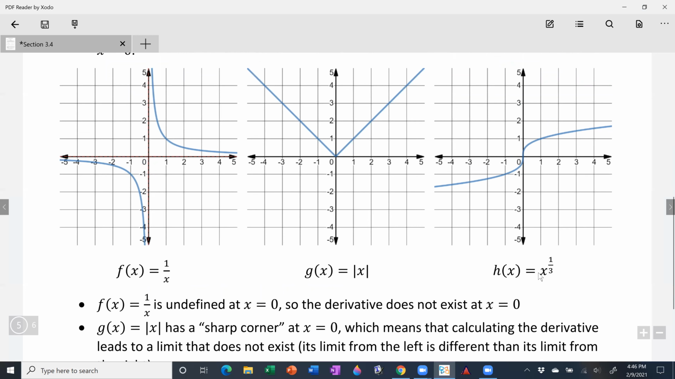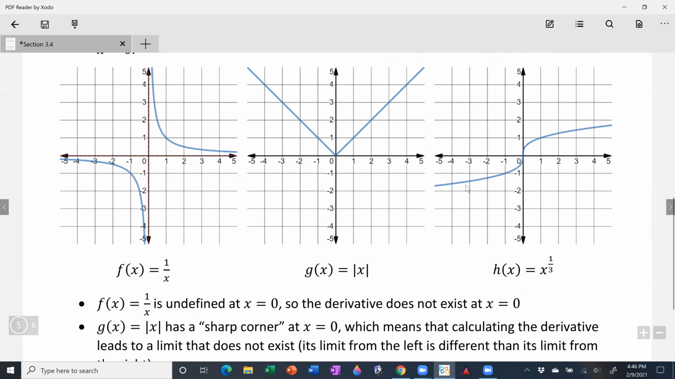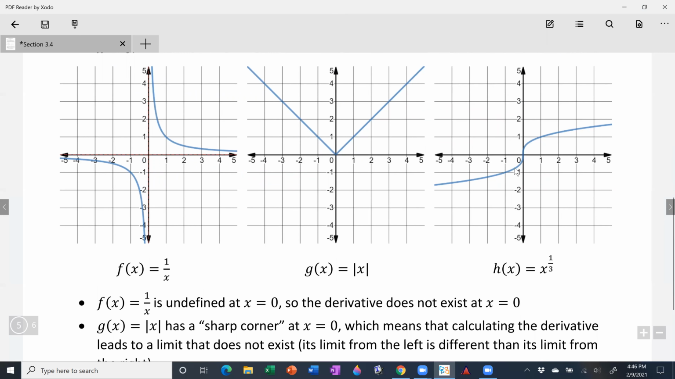Then this last example is another weird one, where I've got the graph of the cube root function, so this is x to the 1/3 power. You could talk about the slope of this graph pretty much anywhere. It just makes sense, it's always changing. But right there, notice how it gets really weird and goes really vertical.